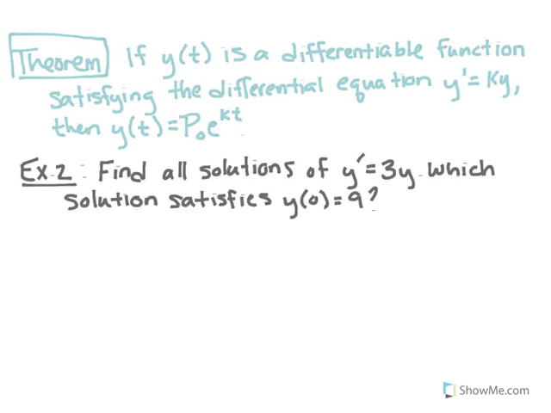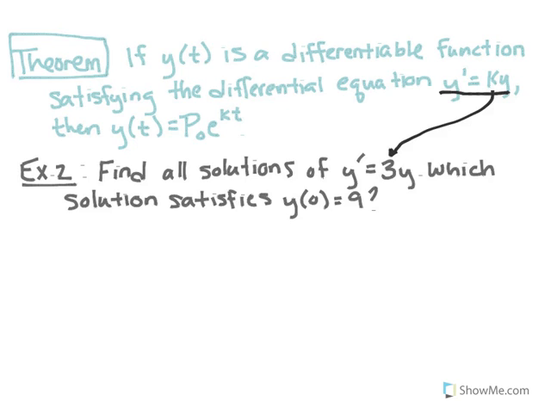So here's our question. It's going to say to find all solutions of y prime equals 3y. Which solution satisfies y of 0 equals 9? So we've got 2 different parts here. We first have to find the solution and then find the specific solution that satisfies this condition. So if you look back up in the theorem, notice that we have a condition that looks like this. And specifically, k is right here.